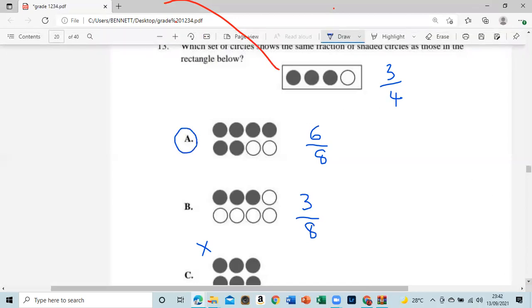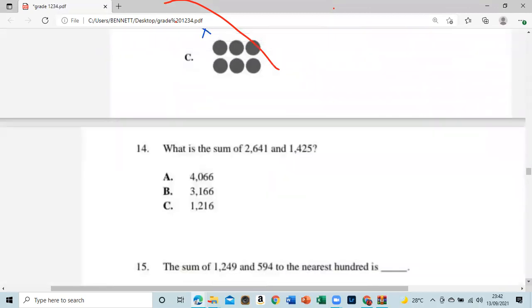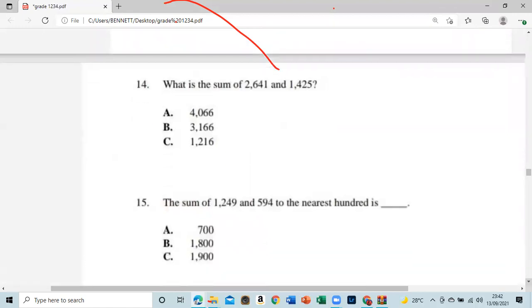So on to number 13. Guys, if you could just tell me about the paper, part of it is missing. From 9 to 12 is missing.